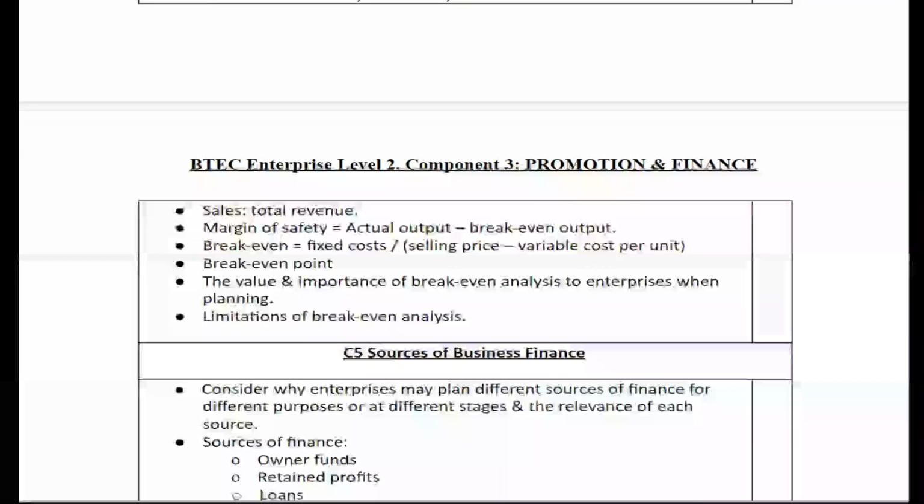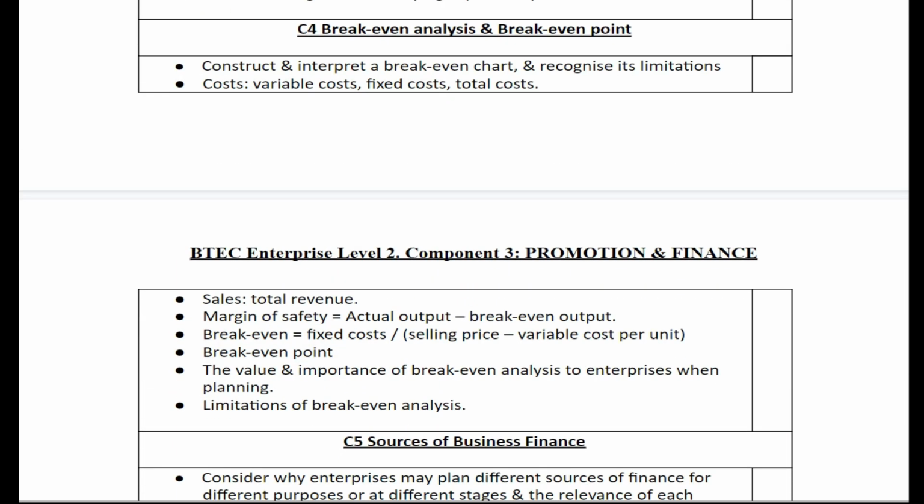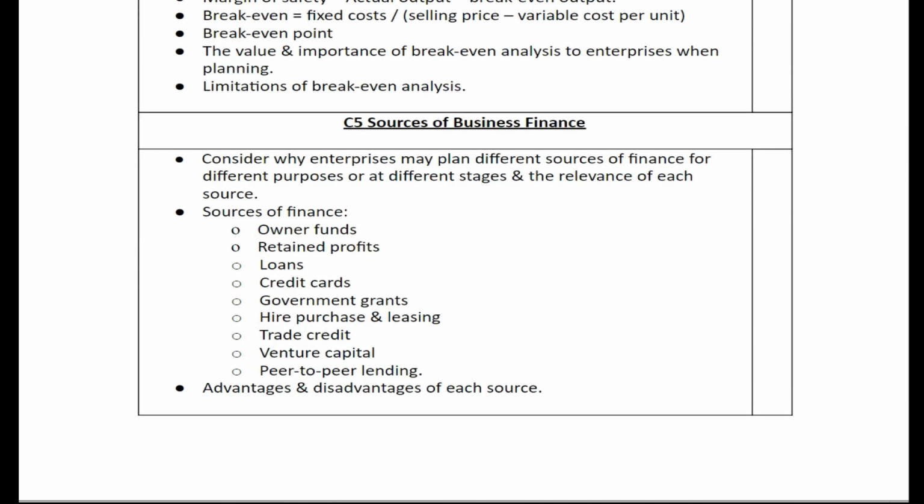And then finally, penultimately, we've got C4, which is about break-even analysis and break-even point. So there's that, and finally, sources of business finance.